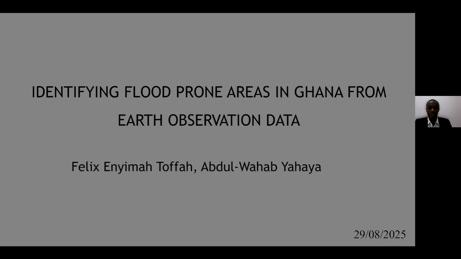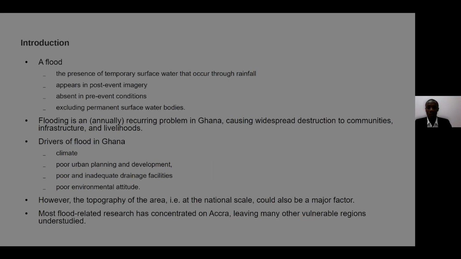I am Felix, and together with Surveyor Abdul Wahab, we are presenting our work on identifying flood-prone areas in Ghana from Earth observation data. Now we go straight to introduce our work.